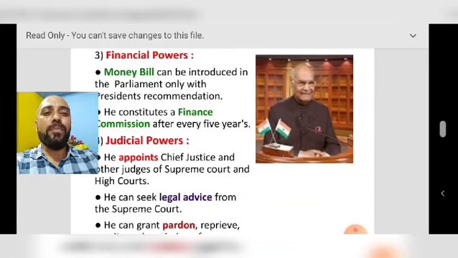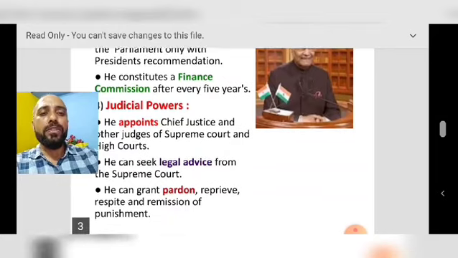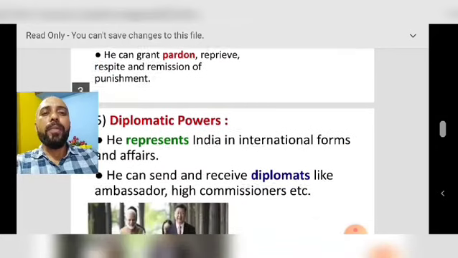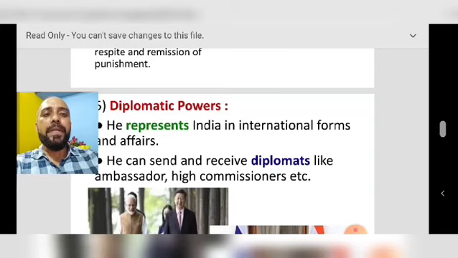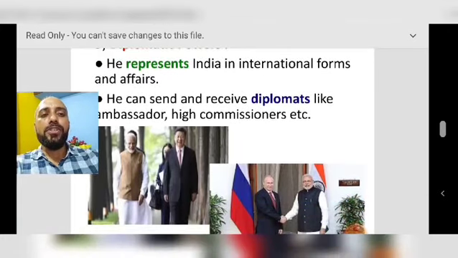Next is the judicial powers. He appoints the Chief Justice and other judges of the Supreme Court and High Courts. He can seek legal advice from the Supreme Court. He can grant pardon, reprieve, respite, and remission of punishment. Diplomatic powers: he represents India in international forums and affairs. He can send and receive diplomats like ambassadors, high commissioners, etc.